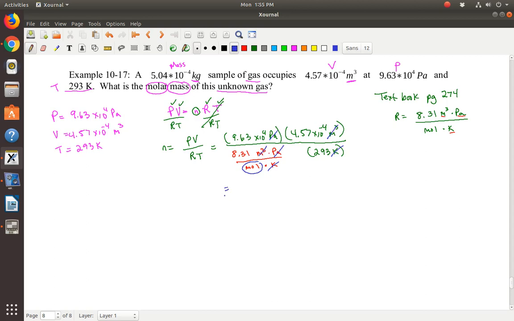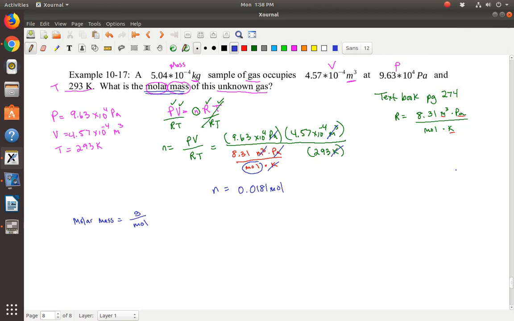And I put it all into my calculator, and I end up with 0.0181 moles. And that's with 3 significant figures, because all these numbers have 3 sig figs. So that was my n. I was able to figure out the number of moles. Okay, well, does that help me? Well, the question is, what is the molar mass? Okay, what is molar mass? Okay, let's just write down what that is.